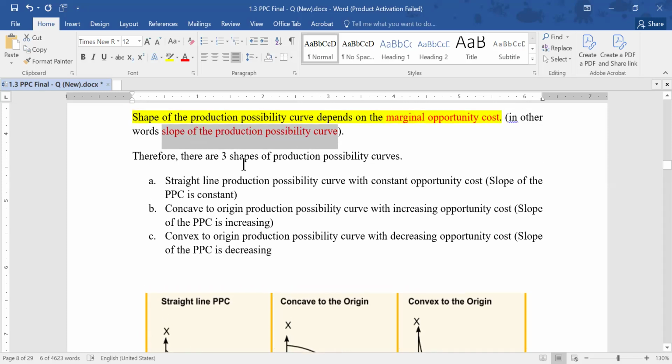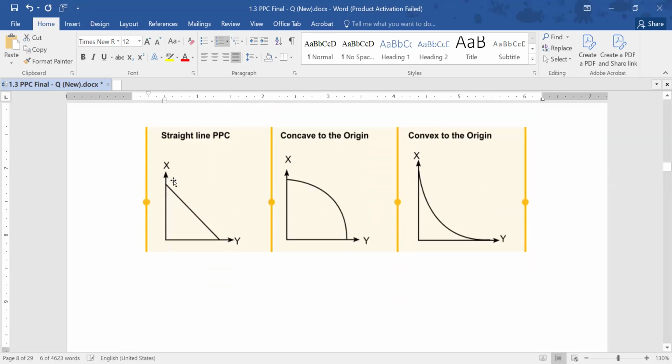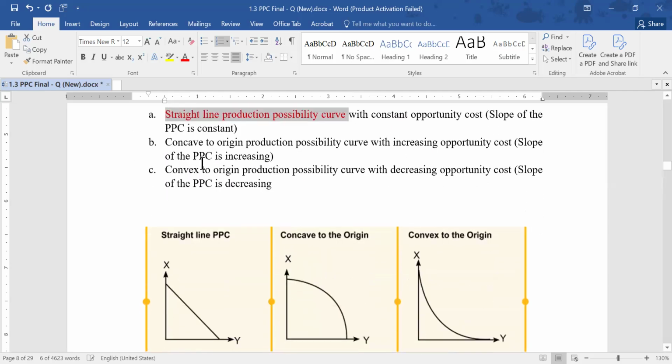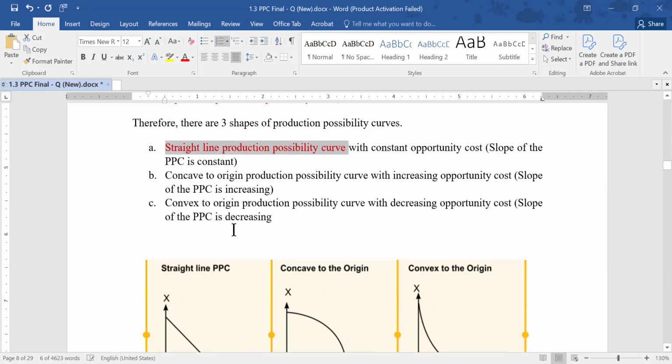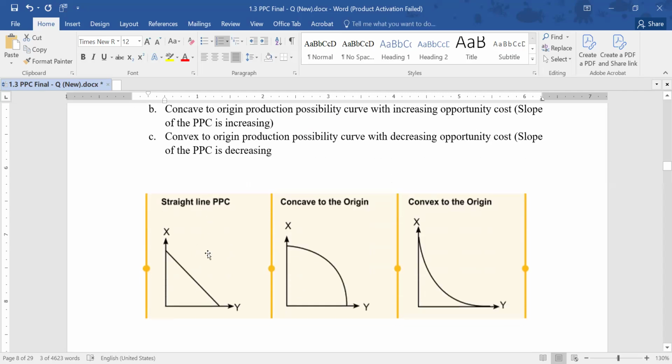There are three shapes of production possibility curves. First one, straight line, as you can see here. This is the straight line. The first one is the straight line production possibility curve, right? So what does a straight line represent? Constant opportunity cost. So this first picture from the left side represents the constant opportunity cost situation.